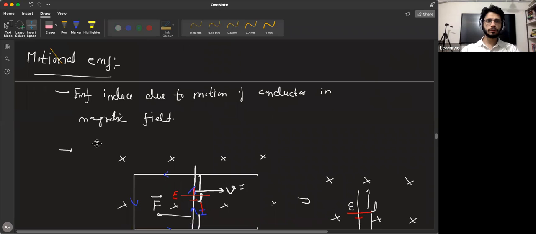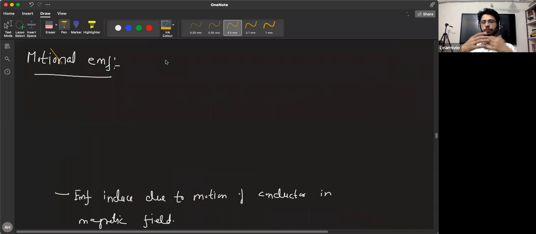So understand what motional EMF means. Am I audible? Motional EMF means whenever a conductor moves in a magnetic field such that the magnetic field, length and velocity are mutually perpendicular, then we say that this is the case of motional EMF. Some EMF gets induced inside the conductor.